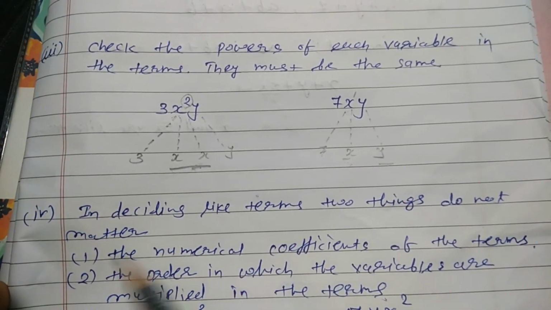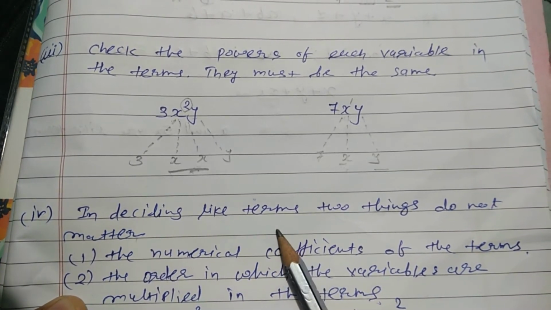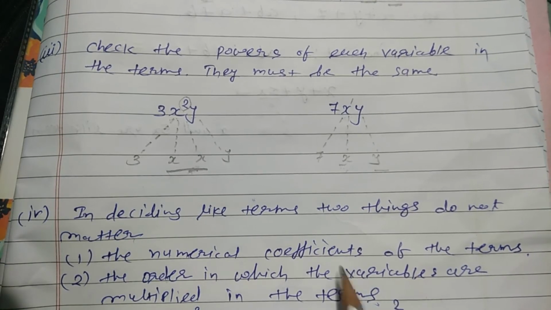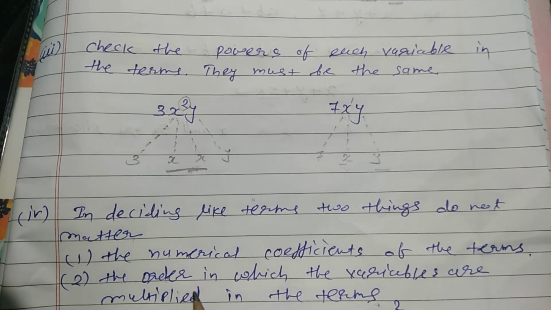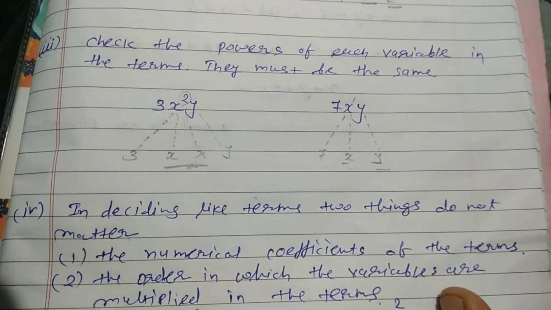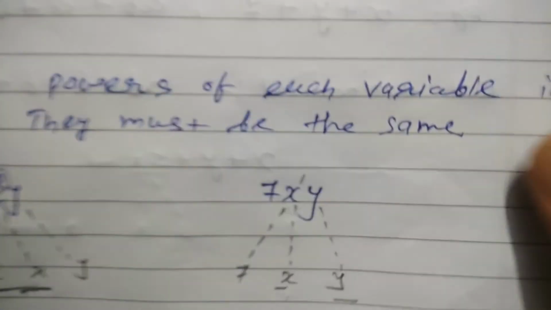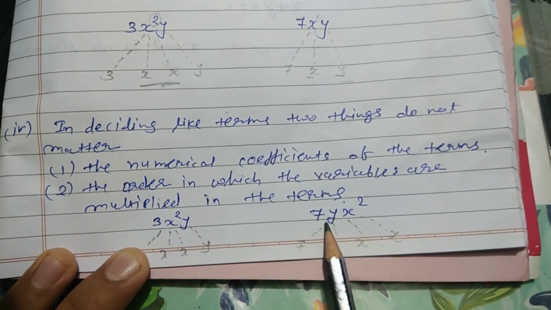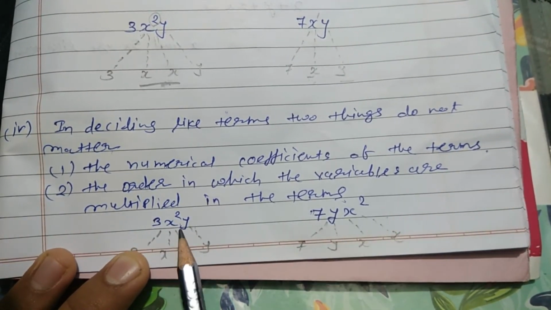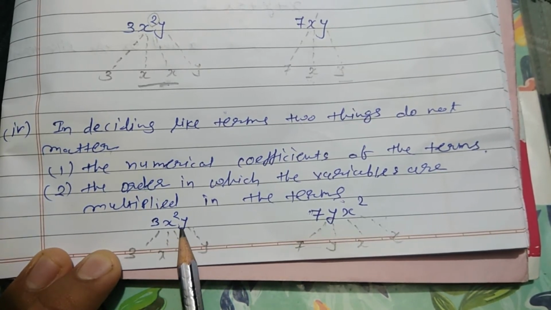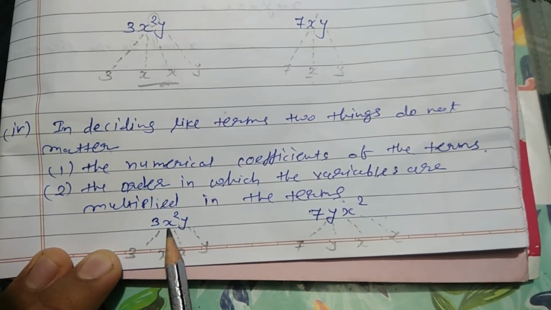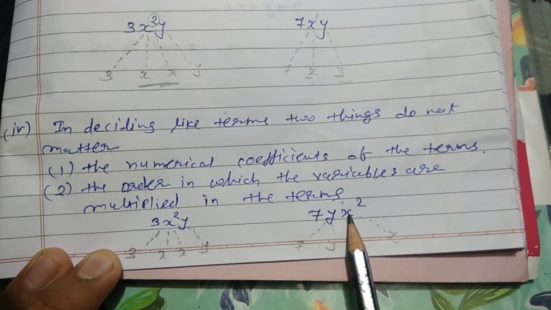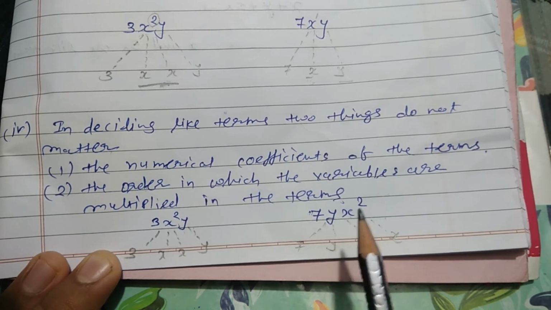Also you have to keep in mind, in deciding like terms, two things do not matter. Number 1, the numerical coefficient of the term, as we have seen, and number 2, the order in which the variables are multiplied in the terms. For an example, here we will look at two terms, 3x square y and 7yx square. Now here the order is changed. Here in x square y, x square comes first and then y comes. Here y comes first and then x square.